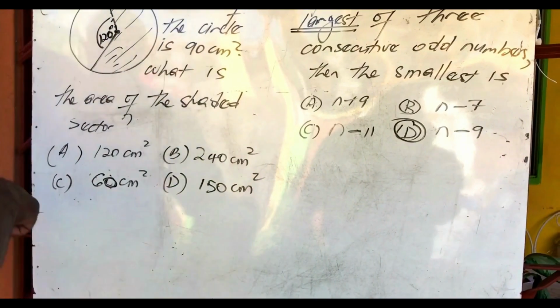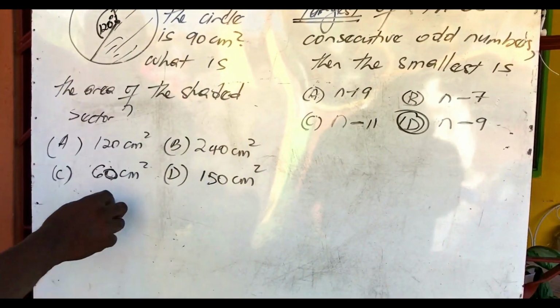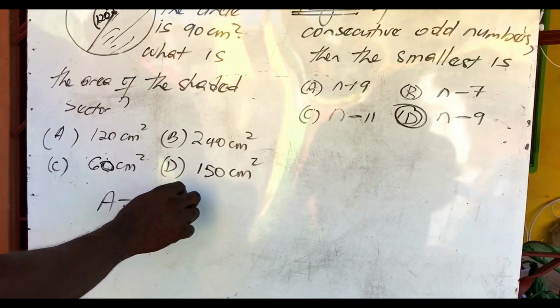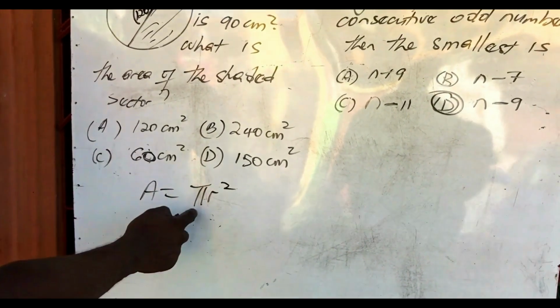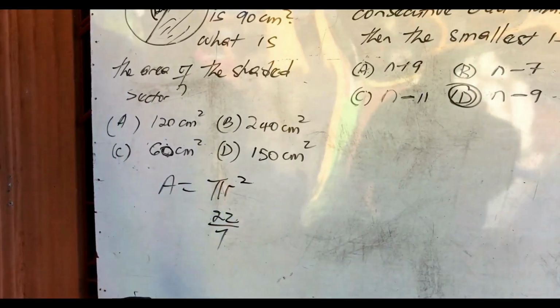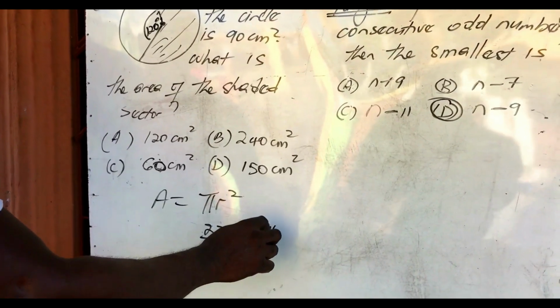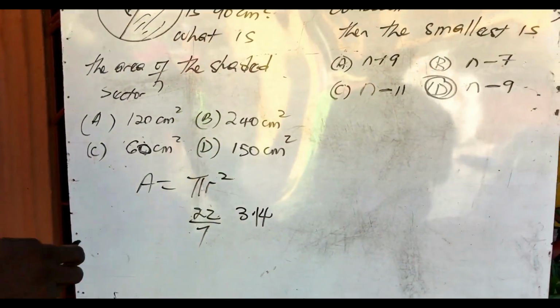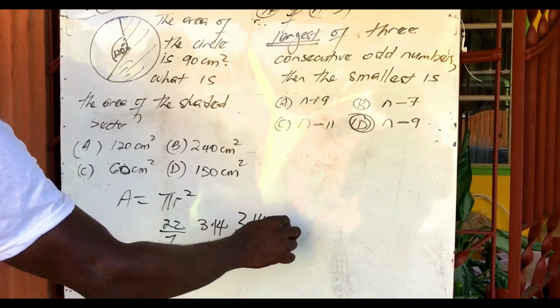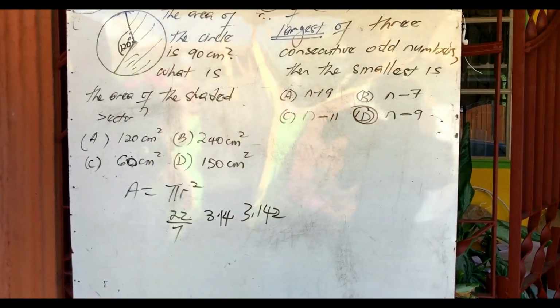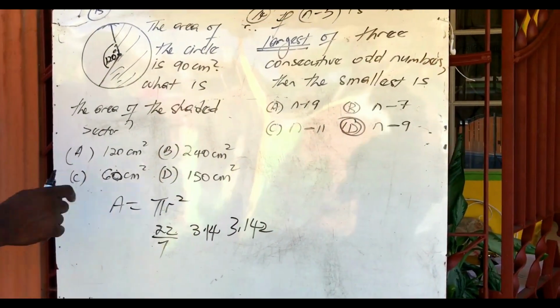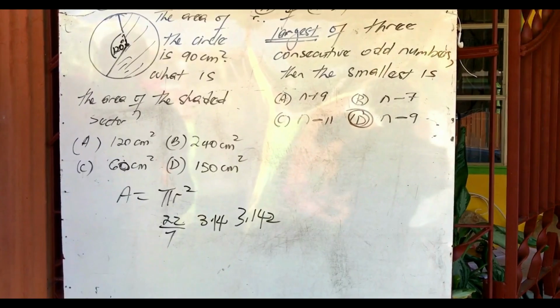Now the full area is 90 square centimeters, and we know that the area of a circle is pi r squared, and pi can be written as 22 over 7, or sometimes 3.14 correct to 2 decimal places, or 3.142 correct to 3 decimal places. And r represents the radius.